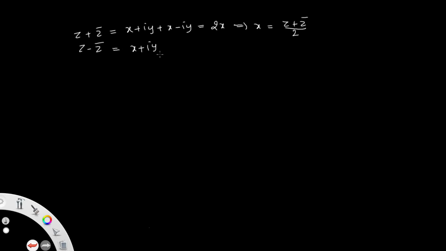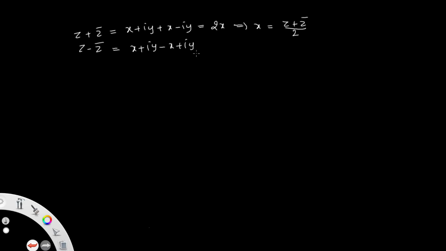Next, from this we can arrange the values. In the form of z plus z bar, that is x plus iy plus x minus iy, that means 2x. That implies x equals z plus z bar by 2. Similarly, z minus z bar, that is x plus iy minus x plus iy.